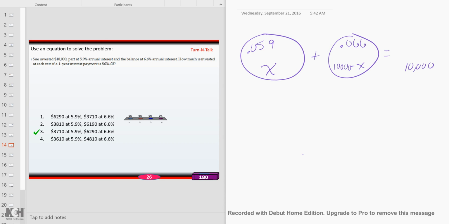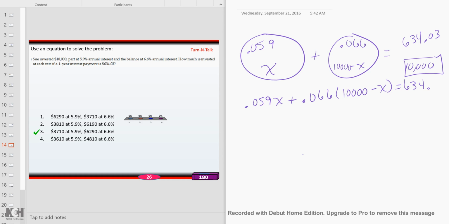Okay, so we had a total of 10,000. We're going to invest x of it at this percent, and the rest of it at this percent, and that's got to come out to, not 10,000, but my interest payment of $634.03. So if I write my equation, I have 0.059x plus 0.066 times (10,000 minus x) equals 634.03.